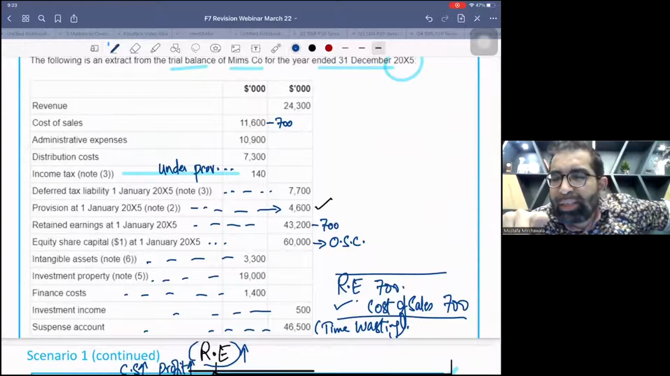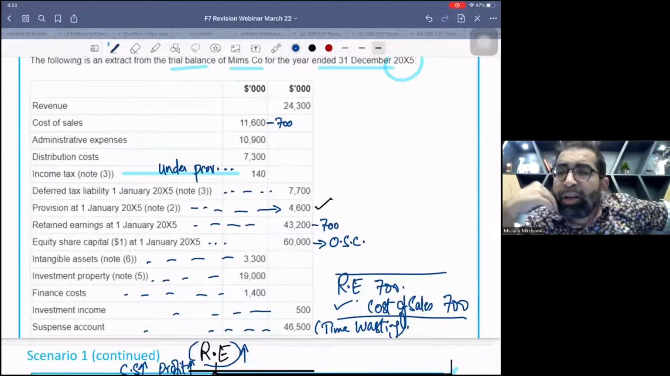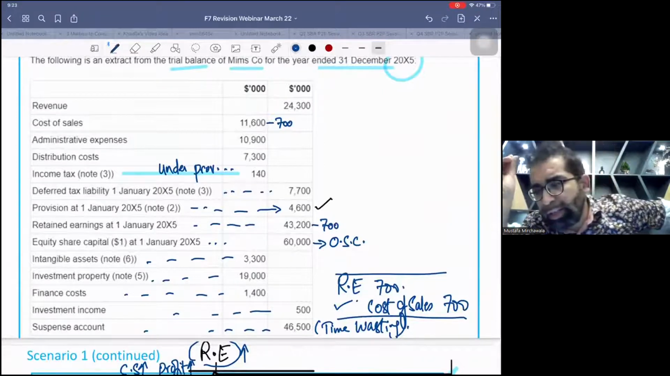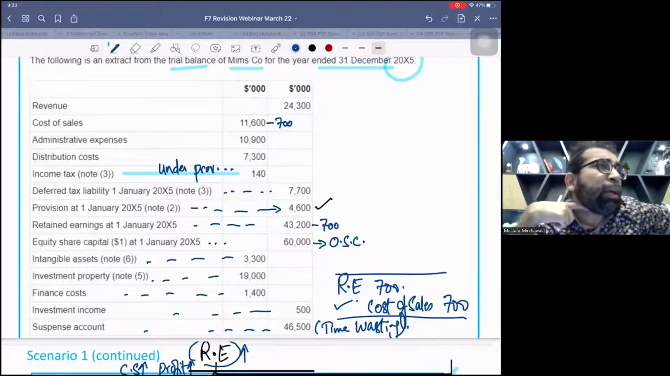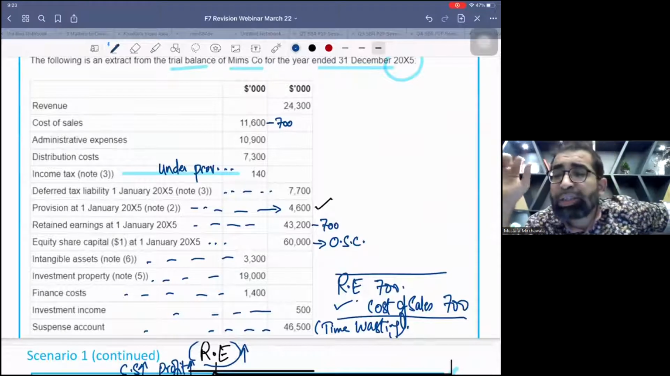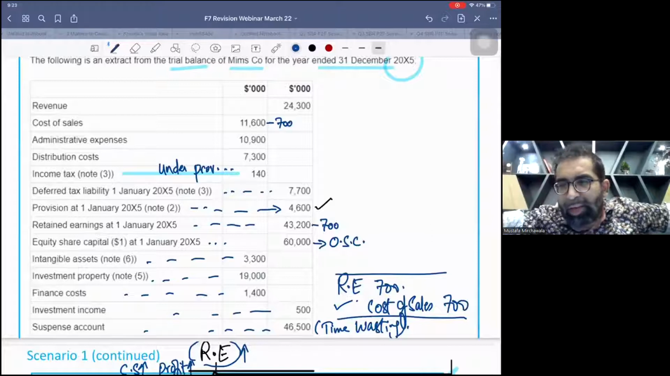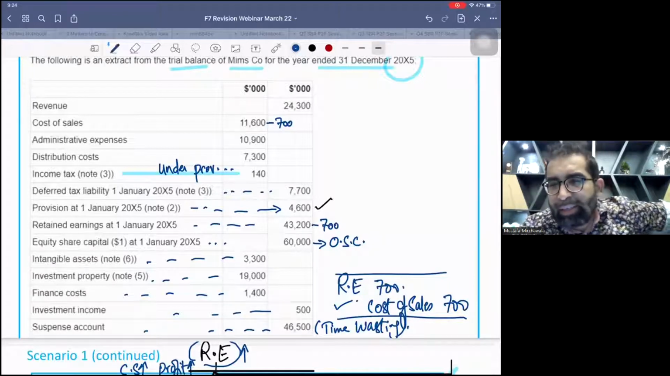So the cost of sales thing, I will adjust in the income statement. Sir, what about the opening retained earnings? Opening retained earnings is a SOCIE, statement of changes in equity, thing. So when I make the SOCIE, first of all, I'll adjust the prior period error. In the first starting lines, I will be adjusting this retained earnings error, this prior period error.